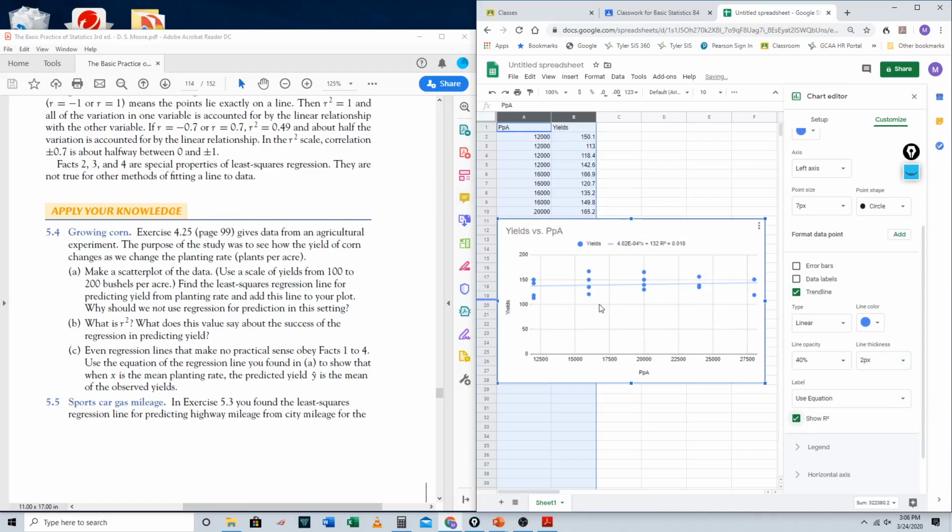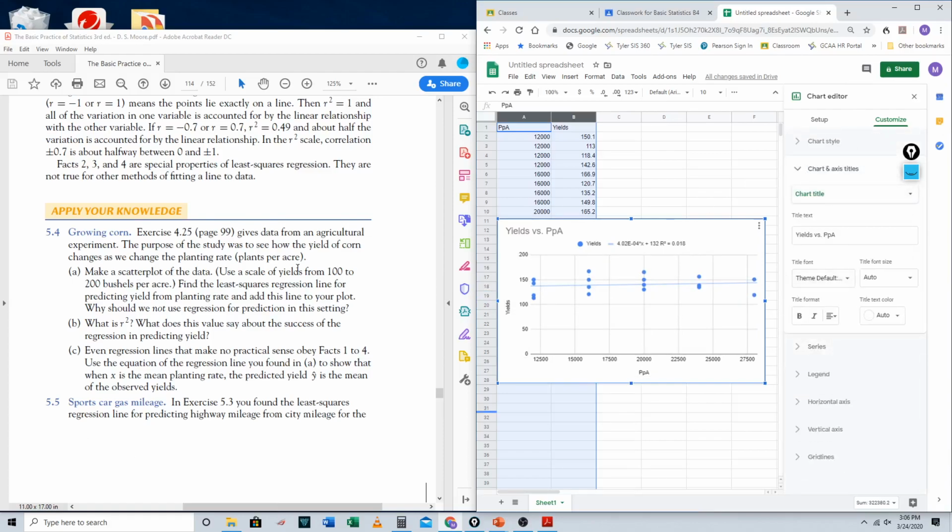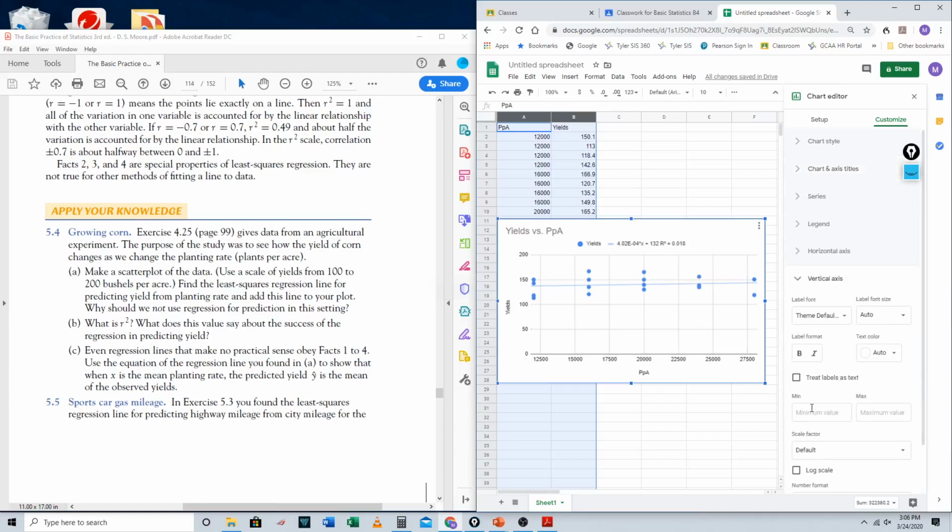Okay. Here's the thing. This is a curve. And this is why they want us to do this. We wanted to customize the scale. They want us to use the scale from 100 to 200. So we're going to do vertical axis, minimum 100, maximum 200. So we can obviously see that there is a curved pattern here.